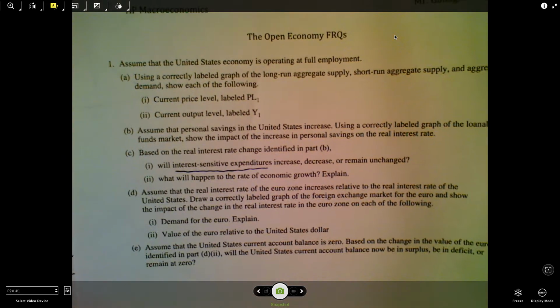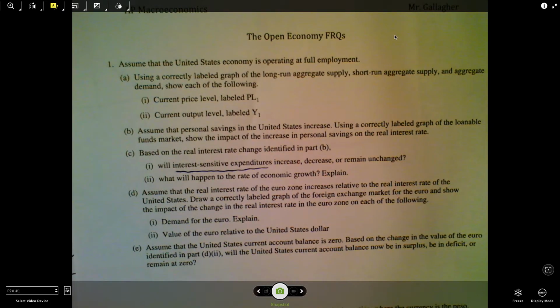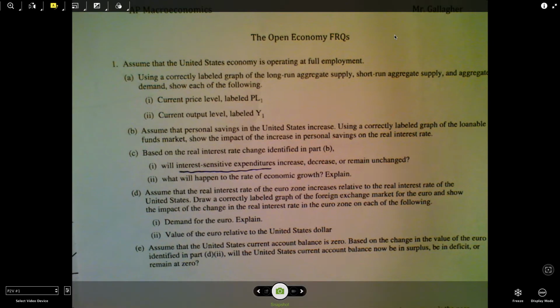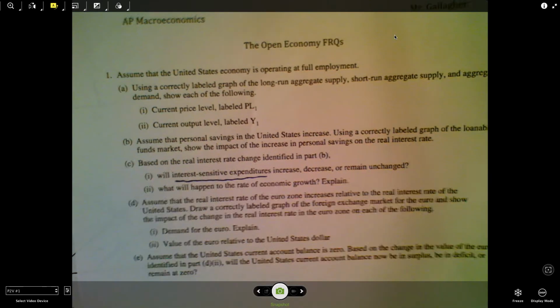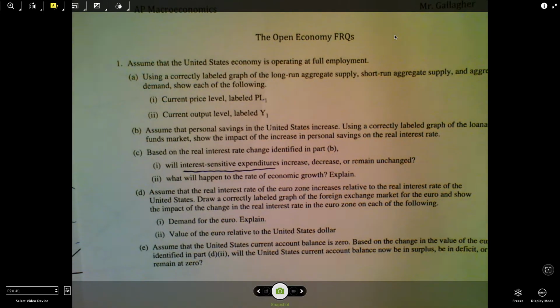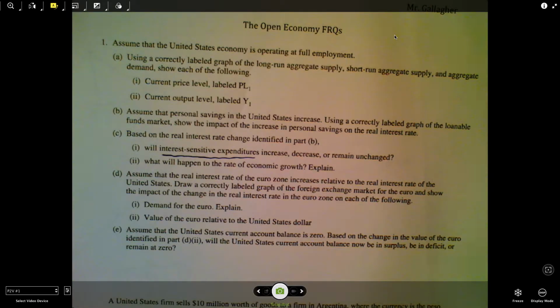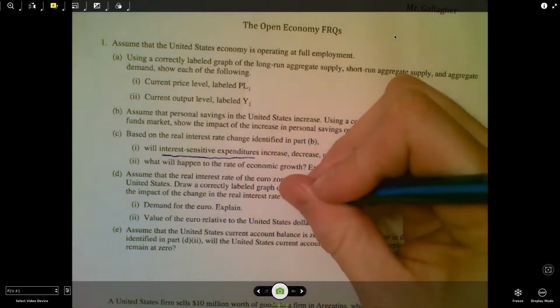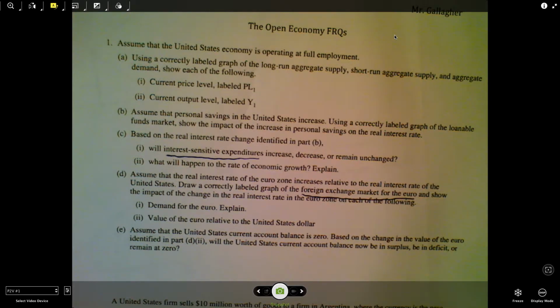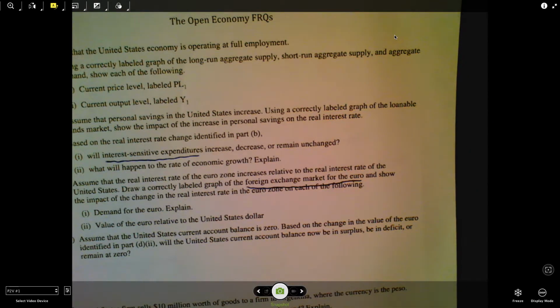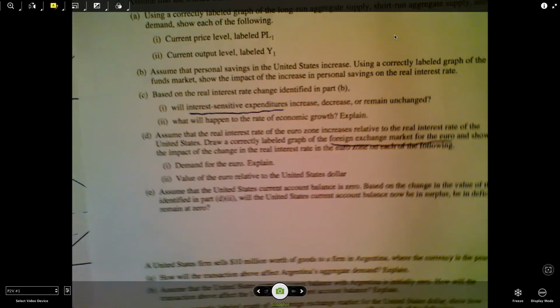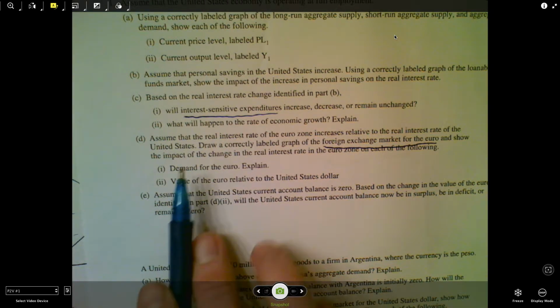So now we go to part D. Assume that the real interest rate of the Eurozone increases relative to the real interest rate of the United States. Draw a correctly labeled graph of the FOREX for the euro and show the impact of the change in the real interest rate on each of the following. First thing is they want to know the exchange market for the euro. So that actually means you only need one graph here. It doesn't mean you can't draw two. In fact, I would suggest it. I think it's easier to draw two in the beginning. If you're able to just jump right to it, then go ahead and draw one. Now, the other part of this is look down here.